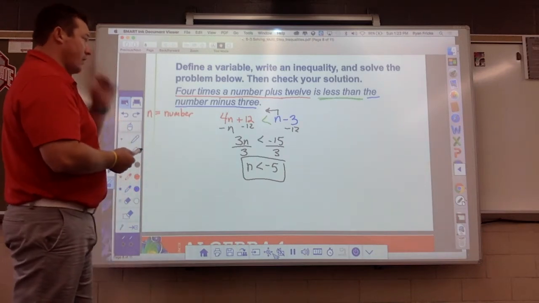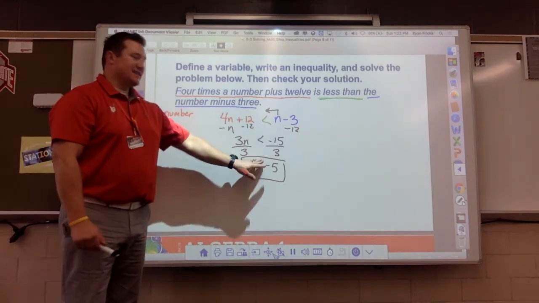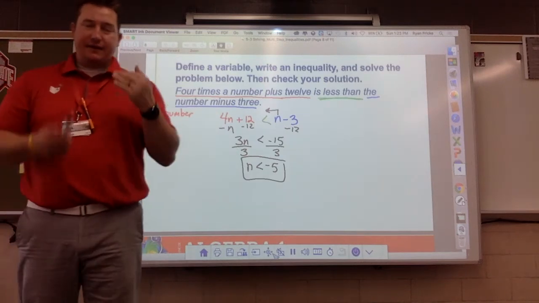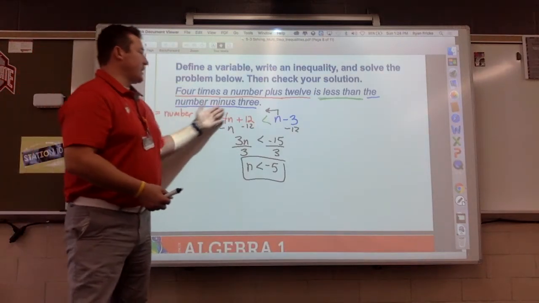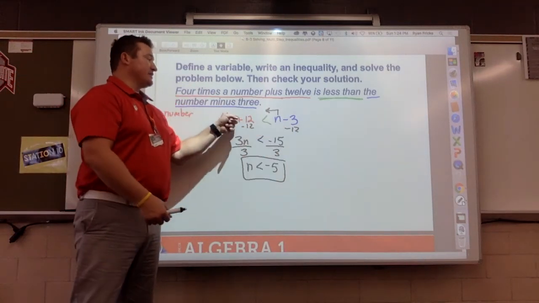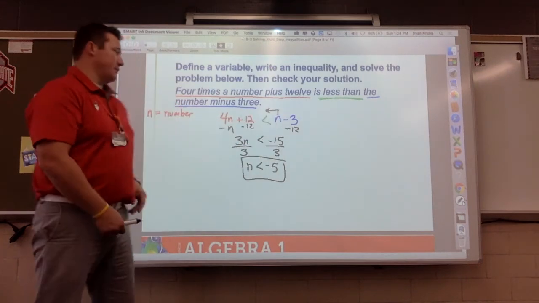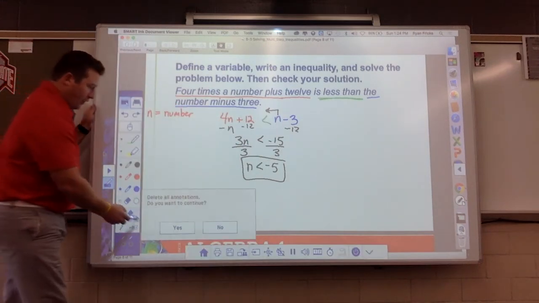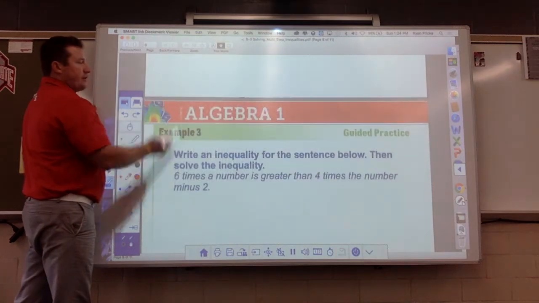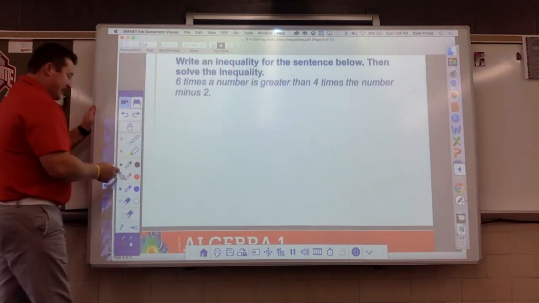Okay. So again, any number that is less than negative 5 will work in this scenario, right? That when you take all of this and all of that, this number will be smaller than this number. Okay? Hopefully we can do another one of those because that is just fun.